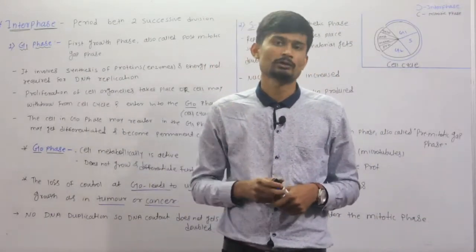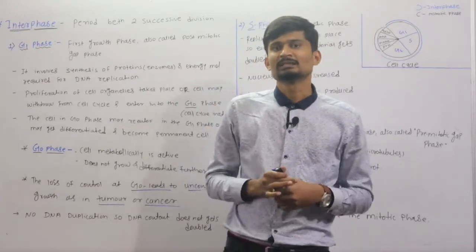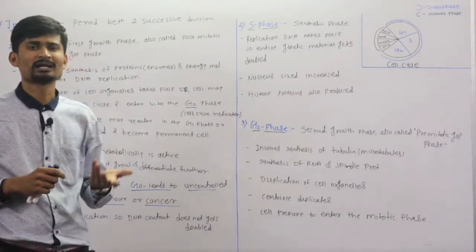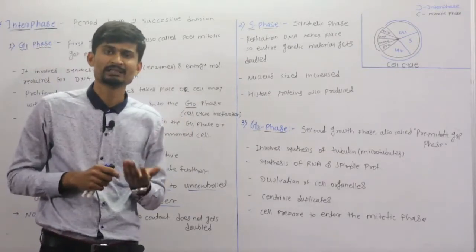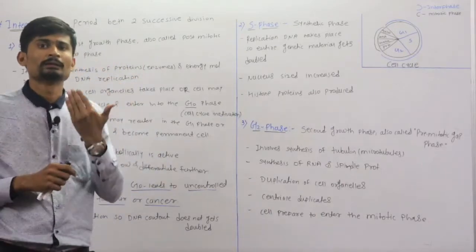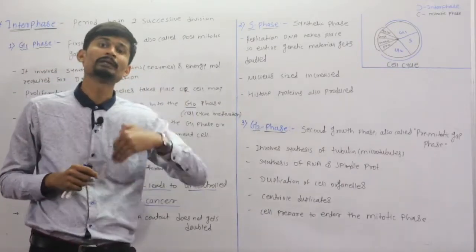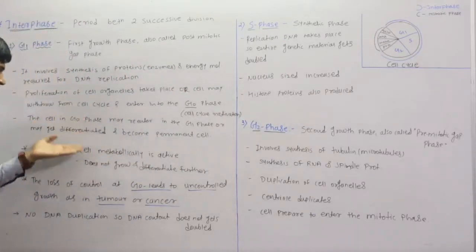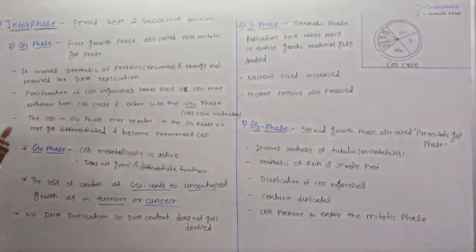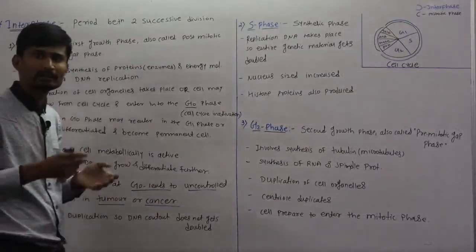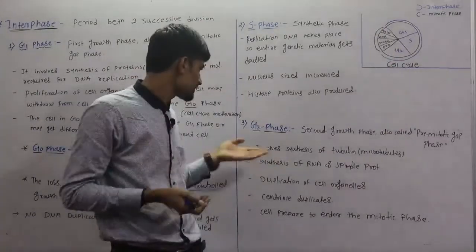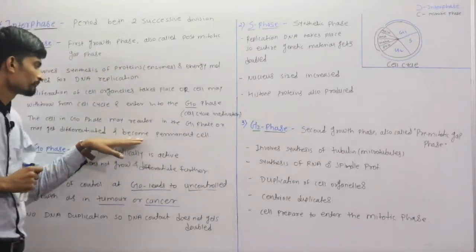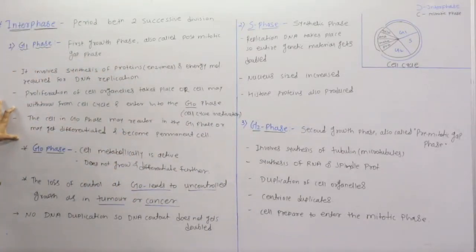Means there is a differentiation of cell. Okay? Differentiation means the cell acquires specific character, specific functions. Suppose a cell may differentiate into a heart cell, may differentiate into a liver cell, may differentiate into a kidney cell, may differentiate into a brain cell. So this is the differentiation. So the cell may re-enter again into the G1 phase, or it may get differentiated and become a permanent cell. Once it becomes a permanent cell, it does not differentiate. Okay, so that is why the G0 phase is also important.